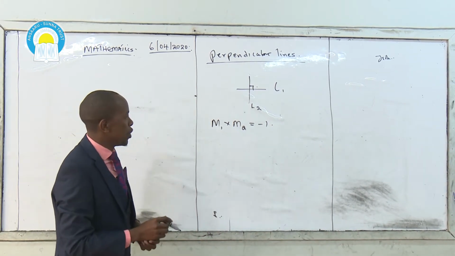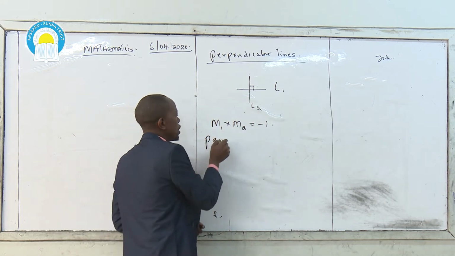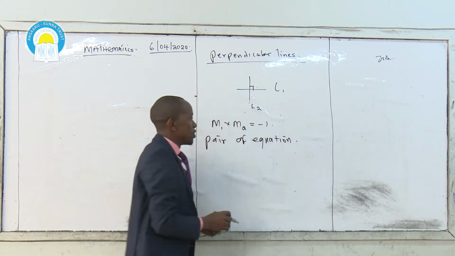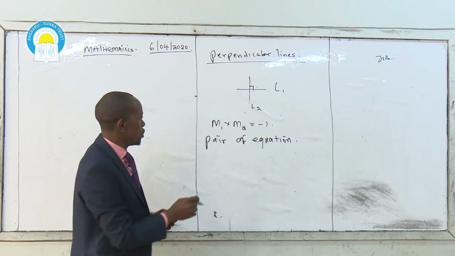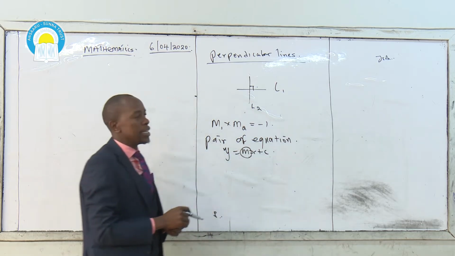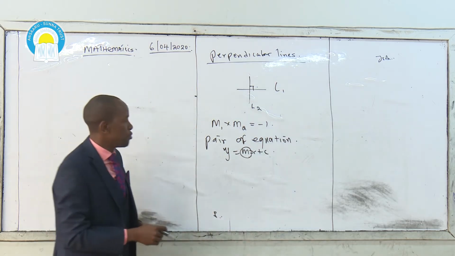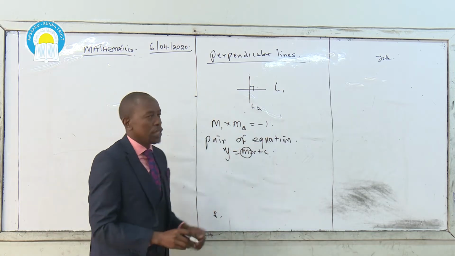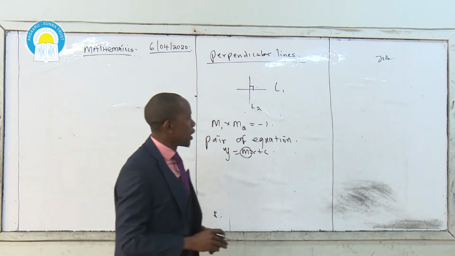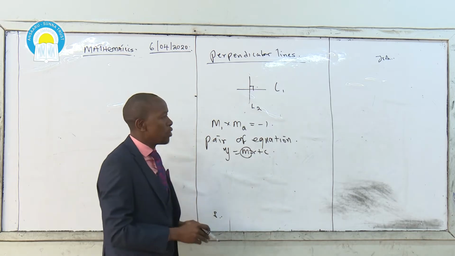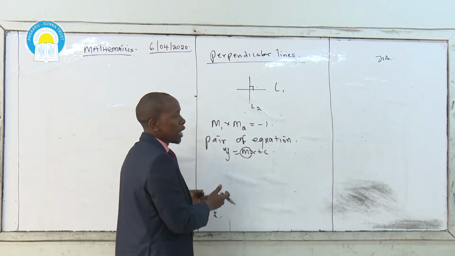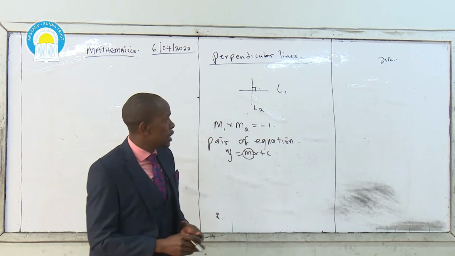So we said when you're given a pair of equations, you can state their gradients because the equation should be in the form of y is equal to mx plus c. Now you will state their gradients and multiply them. When you multiply them and the result gives you -1, it means they are perpendicular lines. Again, we also talked about how to find an equation of a straight line perpendicular to a given line and given its point.